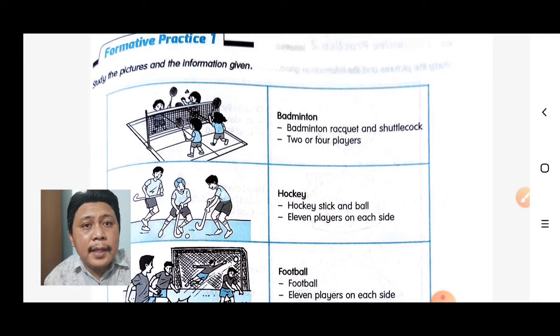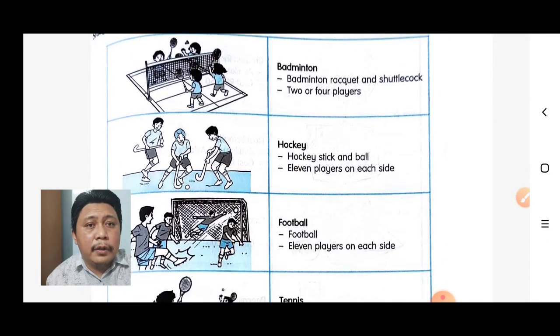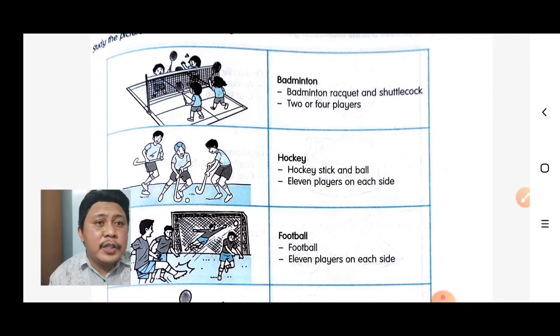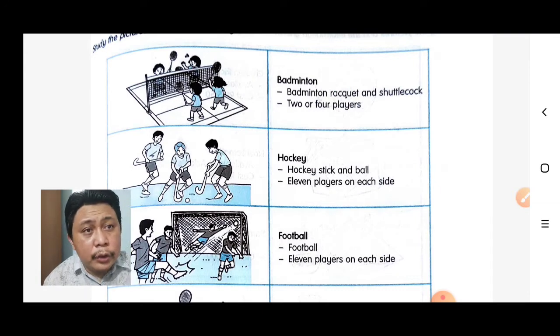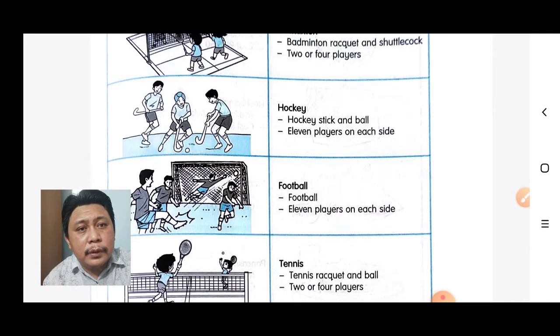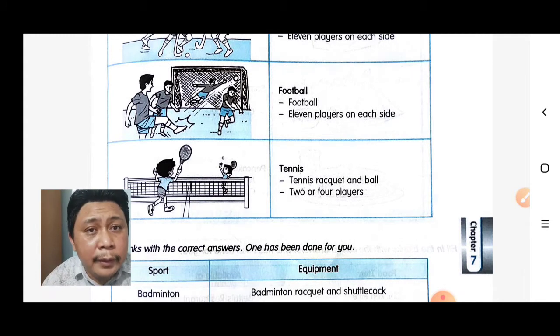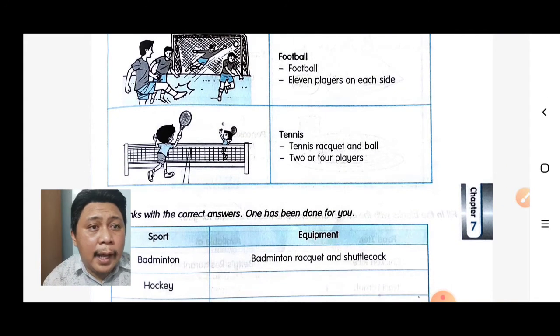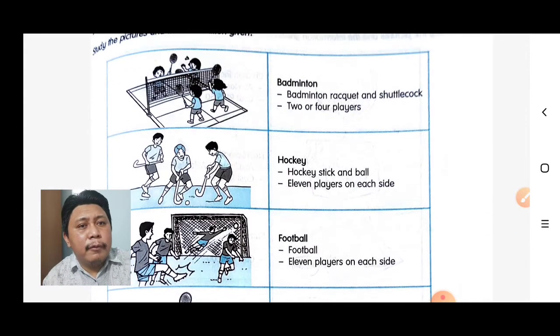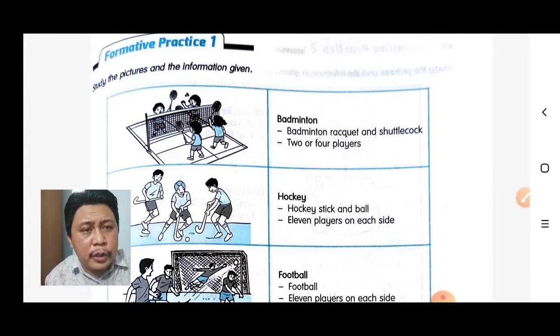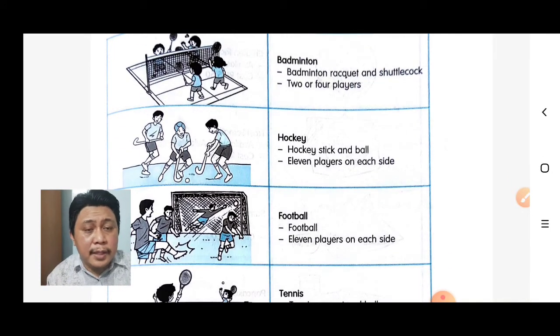Let's study this picture and the information given here. For the first picture, we can see that 4 girls are playing badminton. Picture number 2, 3 boys are playing hockey, and picture number 3, 4 boys are playing football, and the last picture, 2 boys are playing tennis. Firstly, you must study the picture carefully. What happened in the picture? That is information transfer. You need to observe the picture carefully.